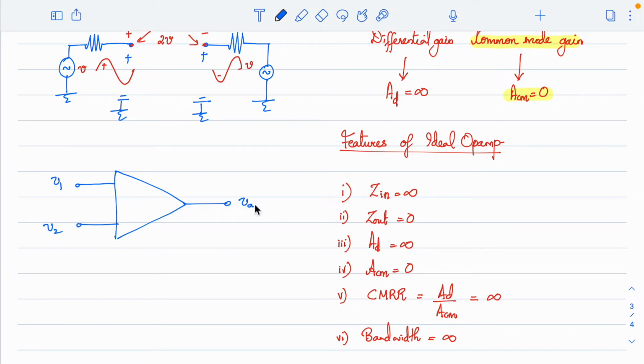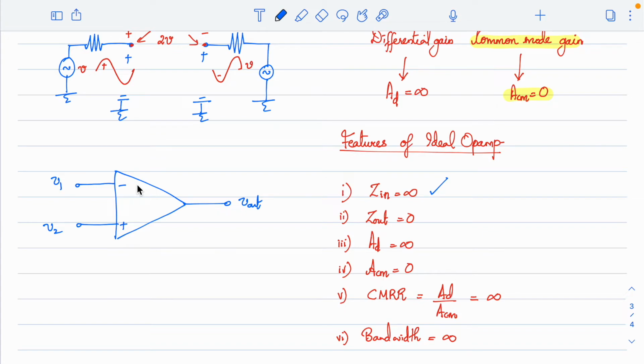This is V out, and one input we mark as minus and another we mark as plus, identifying one as the inverting and one as the non-inverting terminal. Then if you look at the first feature, input impedance is infinity. The meaning is these are the input terminals, and ideally if I draw, there should be a resistance like this, but in our case, since the input impedance is infinity, the resistance should remain open, right? So this is the case.